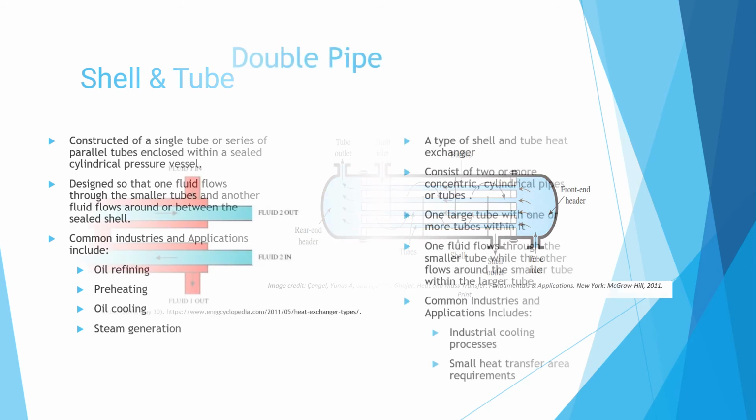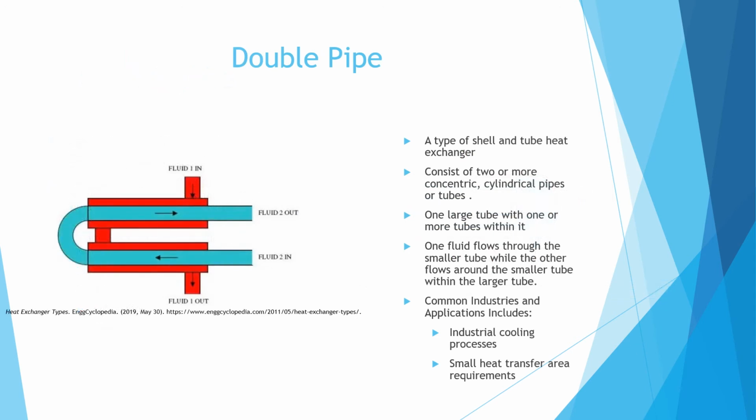Next, we'll talk about double pipe. This is another type of shell and tube heat exchanger, but this consists of 2 or more concentric cylindrical pipes or tubes. This is when one large tube has one or more tubes within it. One fluid flows through the smaller tube while the other flows around the smaller tube within the larger tube.